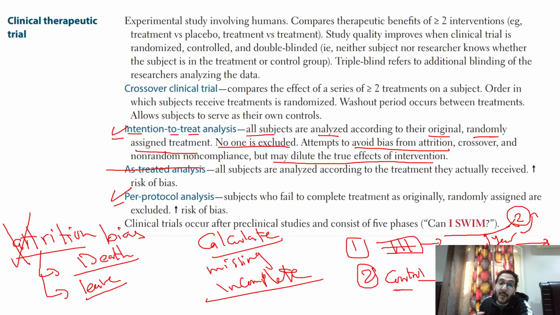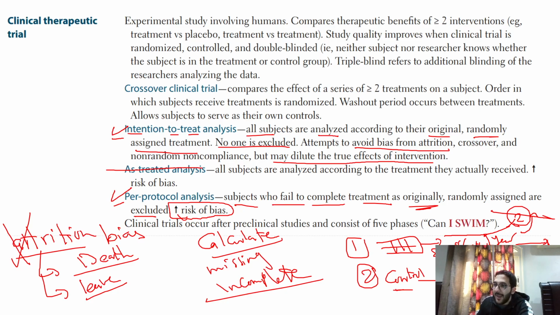So the second thing is per protocol. You can do another thing: anyone who did not complete the study will be removed. That's it. Subjects who fail to complete the treatment as originally planned will be excluded. But this is bad because this increases the risk of bias. Because sometimes treatments have side effects. Not sometimes, a lot of times. And some patients, and they have the total freedom to do so, do not really withstand these side effects, so they leave.